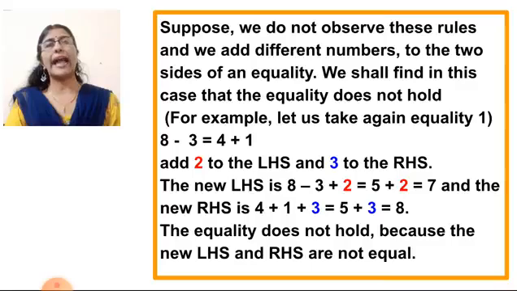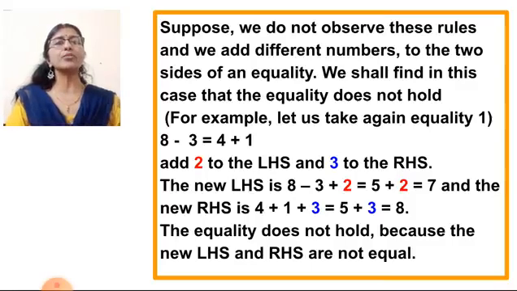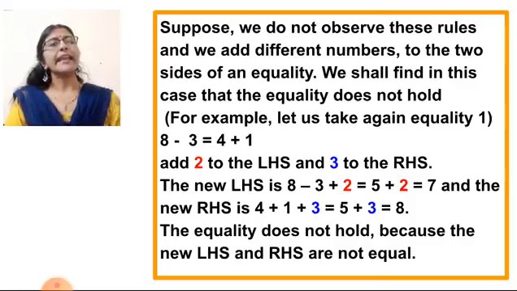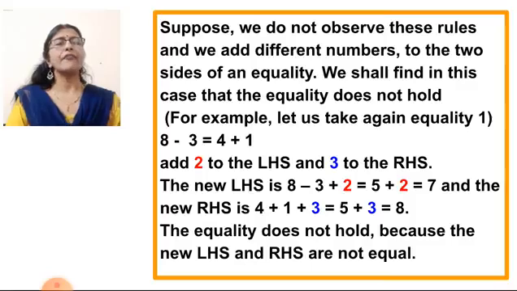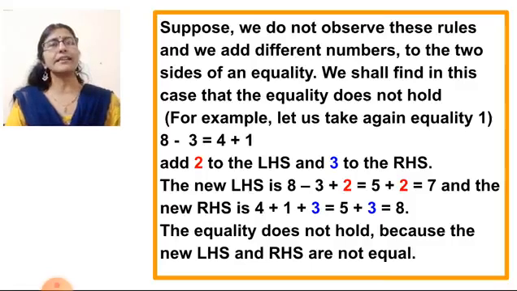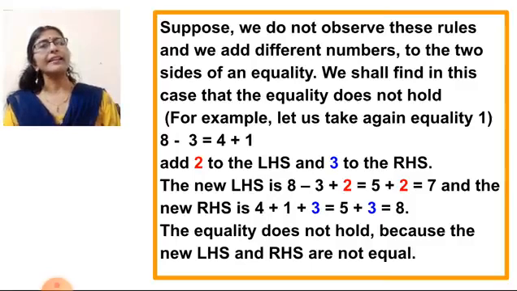And here we are going to add 2 to the LHS and 3 to the RHS. Let us see what happens. The new LHS will be 8 minus 3 plus 2. So that is 5 plus 2. 5 plus 2 is 7. And the new RHS is 4 plus 1 plus 3. Here we have to add 3. 5 plus 3 will become 8. So the equality does not hold because the new LHS and RHS are not equal.